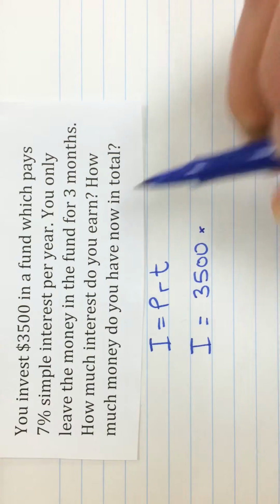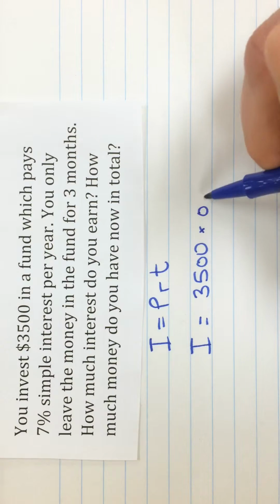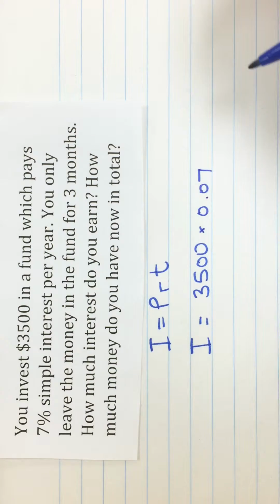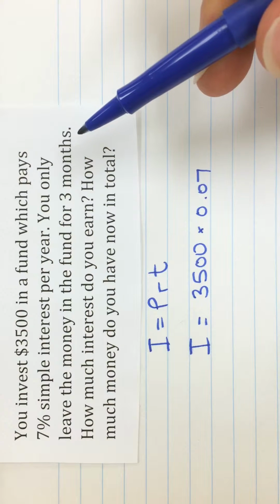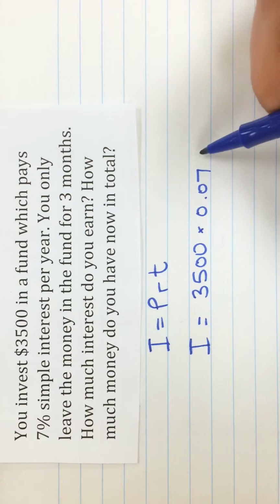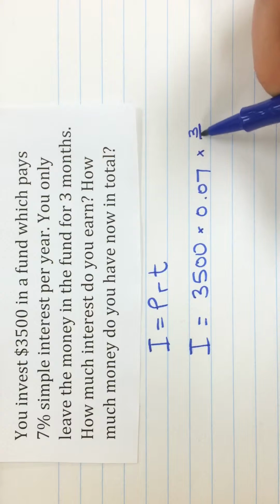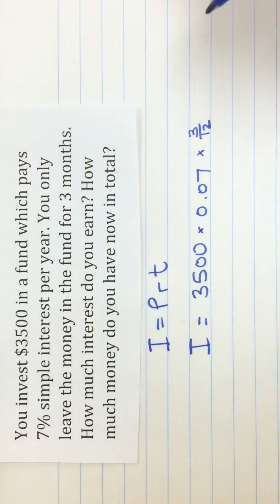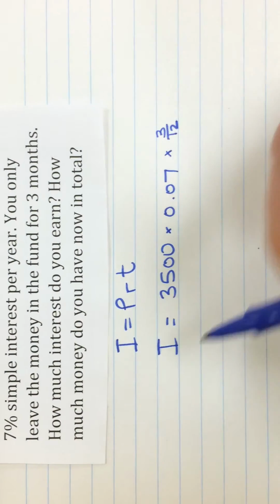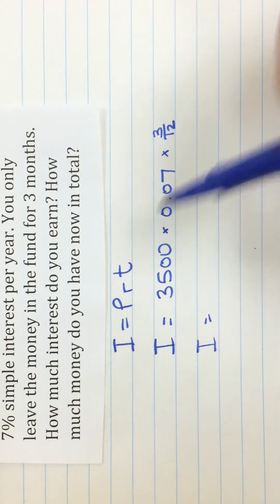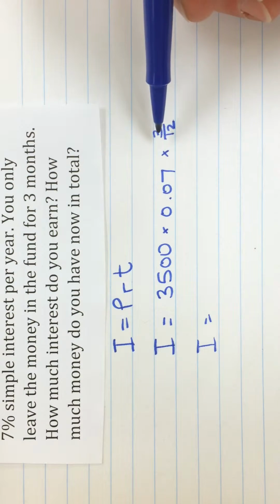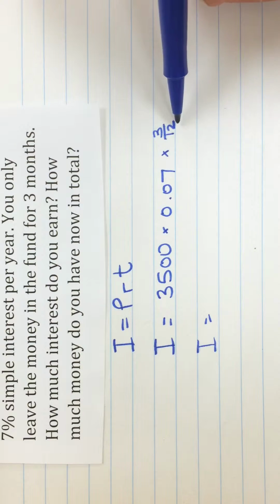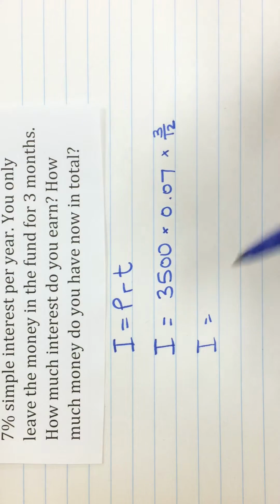We want to multiply by the rate, 7%, which I'll write as 0.07. And how many years is this money in there? Well, 3 months is 3/12 of a year, or you can write it as 1/4 of a year. And so I will finish this off, 3,500 times 0.07. And on a calculator, I'll probably do times 3 divided by 12. That would be a reasonable way to do this.